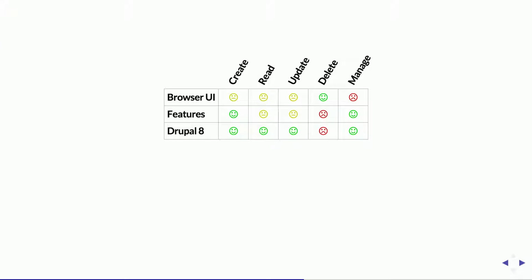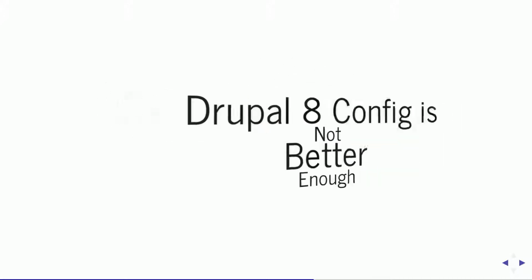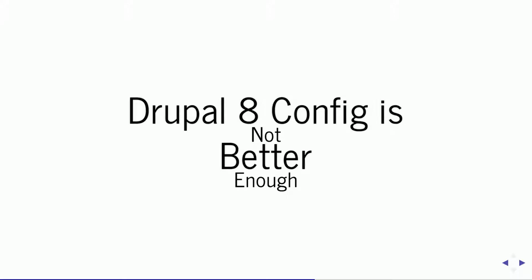Not yet. We're getting there. So one thing you still can't do with this Drupal 8 configuration system, at least in the YAML version of it, is delete. We don't have an easy way to delete, and we still have to go back to code to do that, which is okay, but ideally we would be able to do everything we want to do in a system that works exactly how we want it to work. So Drupal 8 config is better, but it's not better enough. It needs to be better.